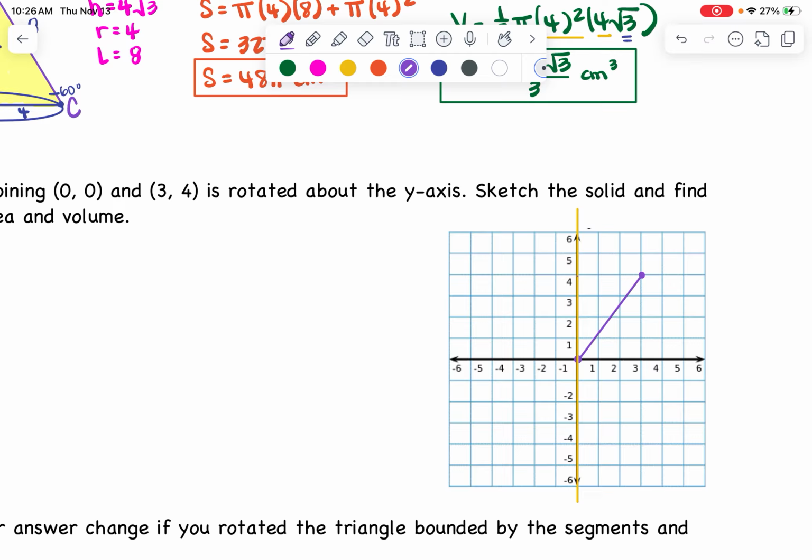Well, if you want to, you can go ahead and connect the segment to the y-axis, because in essence, when this point spins around, it's going to create a circular bottom, right? And we already know this. So if you want to go ahead and draw that in, you totally can. If you don't want to, that's okay too.